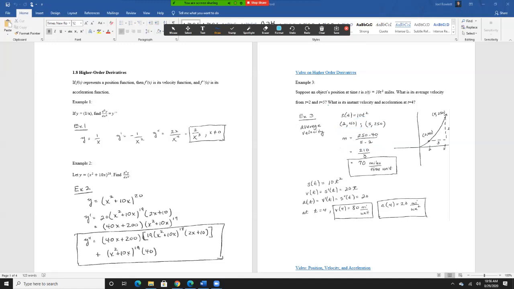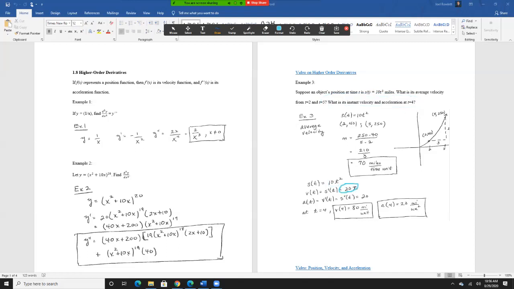But the second part of the problem says, what is its instant velocity and acceleration when the time is 4 units? So let's say maybe 4 seconds, 4 hours, whatever the case may be. Well, as we said before, if you know the position equation, which we do, we can figure out the velocity equation by simply taking the derivative. And the derivative of 10t squared is going to be 20t. That's just the power rule, right? We bring the 2 down, multiply by 10, that gives me 20, t to the power of 1. So the velocity at any given time is 20 times t.